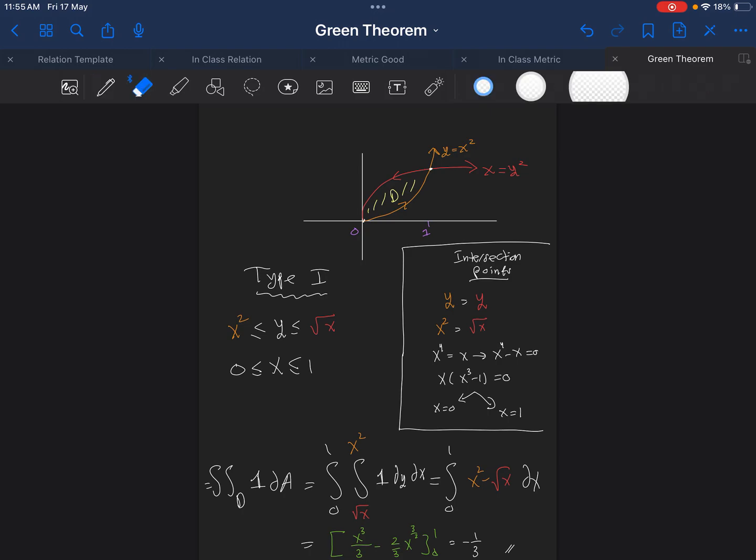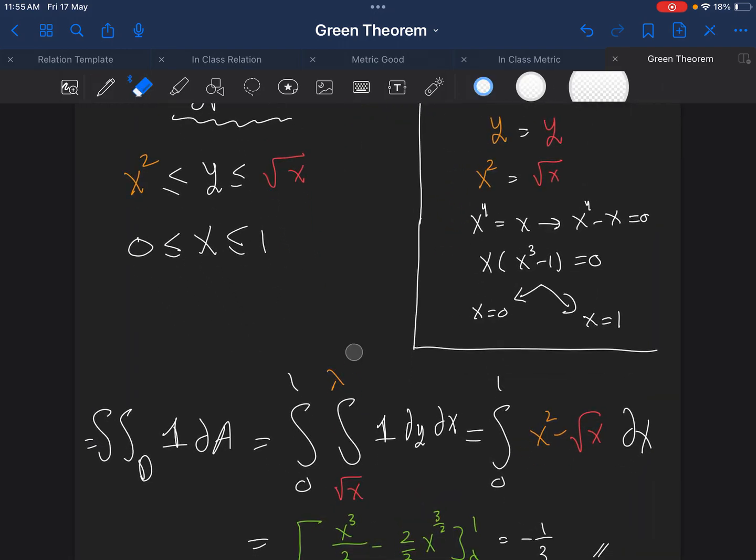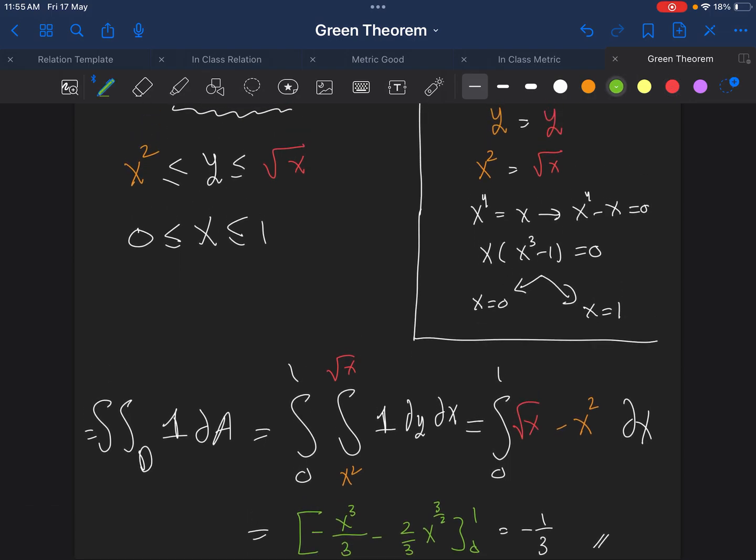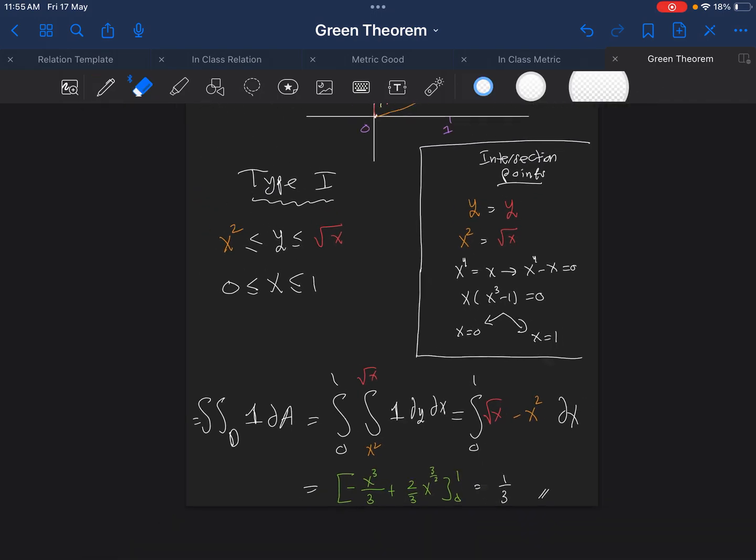Oh, I'm sorry. I think I made a small mistake here. I should switch those. That's why we get a negative answer here. So I get from x squared to square root of x. So this would change here by having x squared and square root of x, and this one I can just change into plus minus. So the final answer would be just 1 over 3.